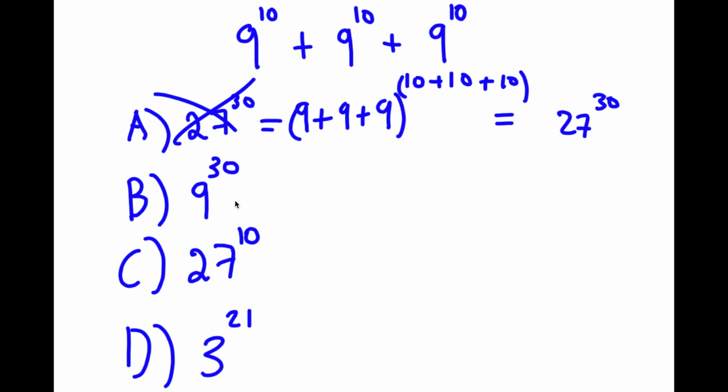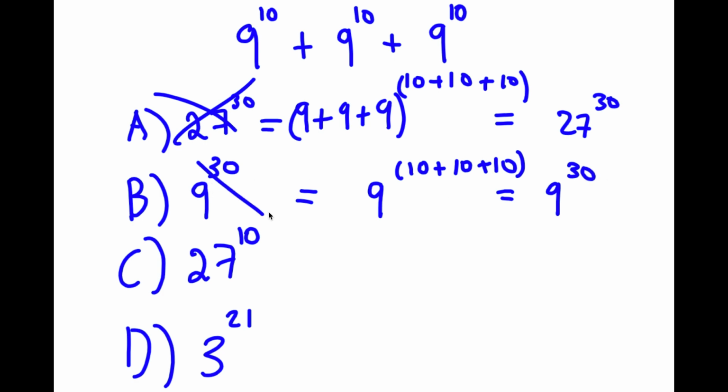Now for B, we have 9 to the power of 30. And to get this, what's likely been done is keeping the base the same as it is. So all the bases are 9, so we keep that the same. And then we add all the exponents. So we do 9 to the power of 10 plus 10 plus 10. And 10 plus 10 plus 10, that's 30, and 9 stays the same. So I have 9 to the power of 30, and this is actually wrong as well. That's also not the right way to add exponents.